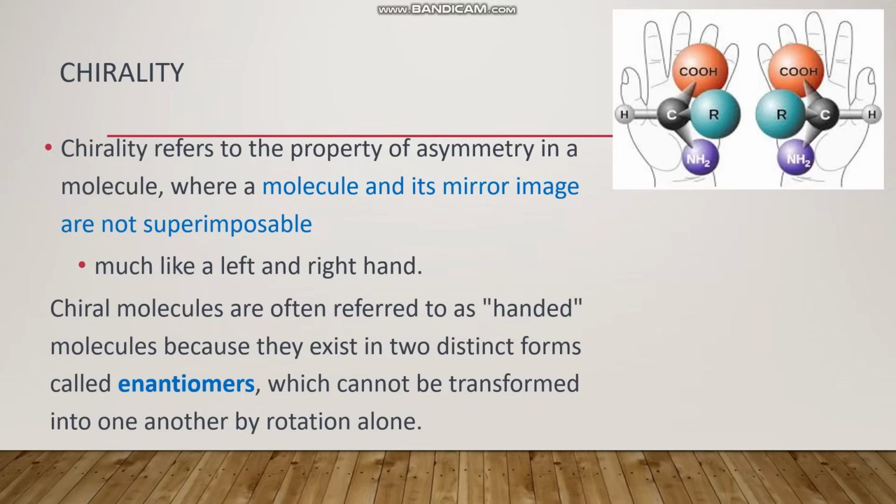Just like these, chiral molecules have the property of handedness. They exist in two forms. One is like an object and the other is like the mirror image, and these two distinct forms are called enantiomers. One enantiomer cannot be converted into the other enantiomer by simple rotation.